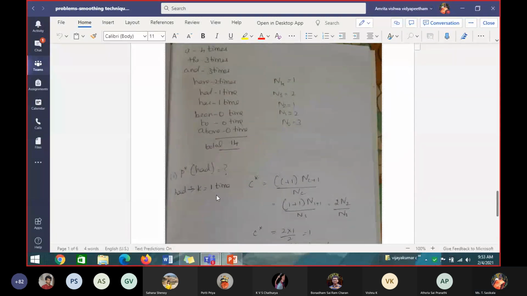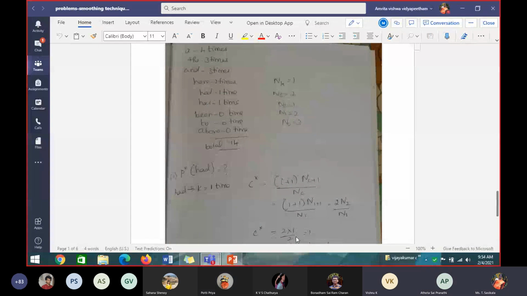C star is equal to, that is the C value, not the K value, C value 1 time. So 1 plus 1, N(C plus 1) by N(C). Substitute 1 wherever C is there. So N1 plus 1 divided by N1, that is 2 N2 by N1. So what is the N2 value, students? 1, ma'am. N1 value? 2. So what is the value I am getting?